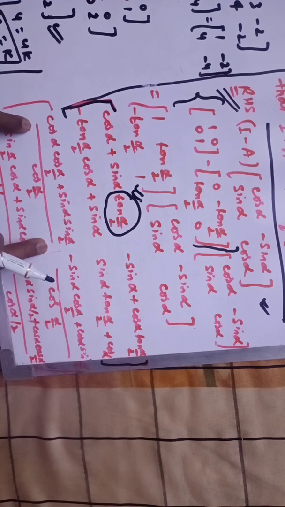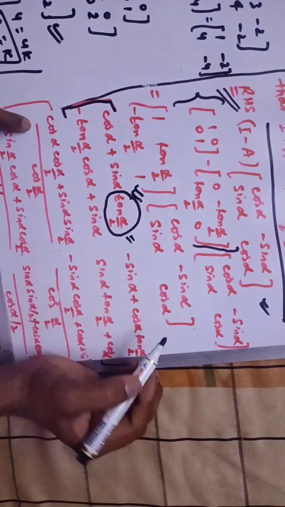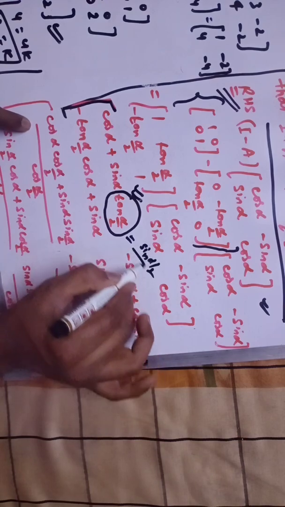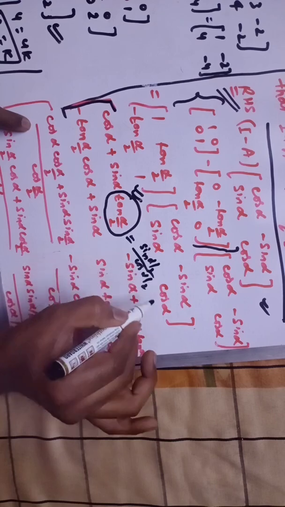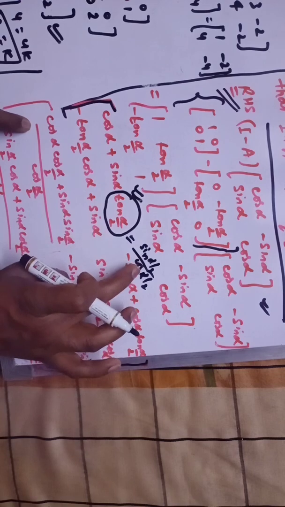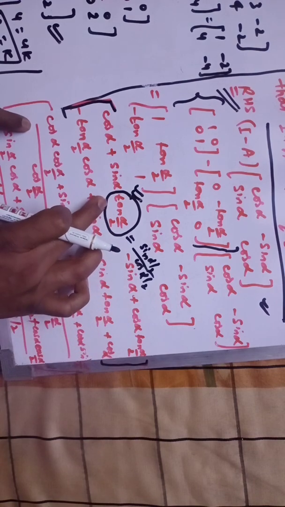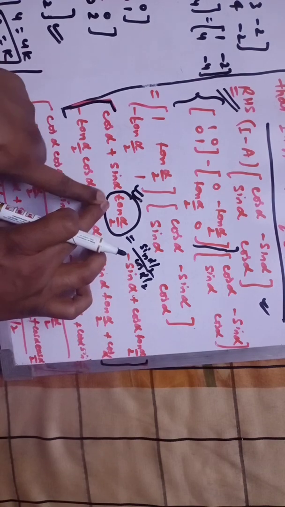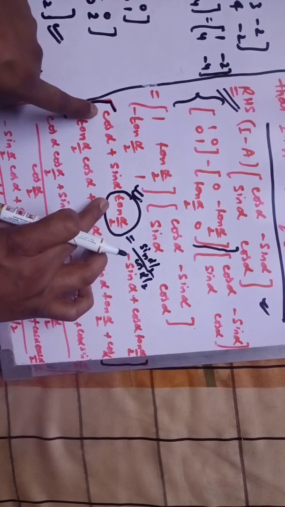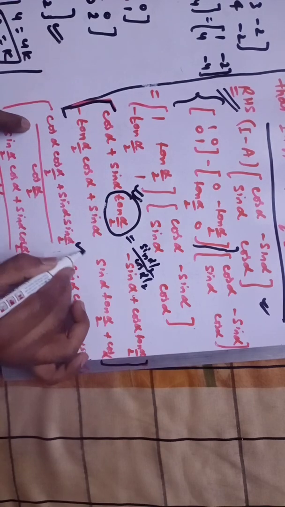Are you getting my points? This tan alpha by 2, I am writing here C, is equal to sin alpha by 2 upon cos alpha by 2. Fine. This is equal to this. Here it is. So this cos alpha by 2 will come in the denominator, and if it comes in the denominator, you have to take the LCM. So this cos alpha by 2 will be multiplied by this cos alpha. Fine. After taking the LCM, you will get this equation, this one.